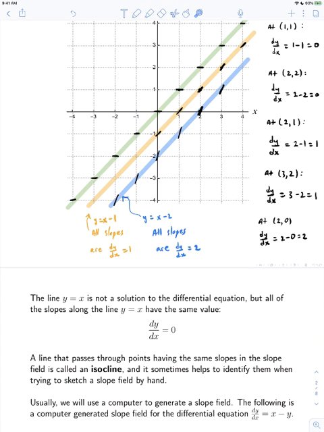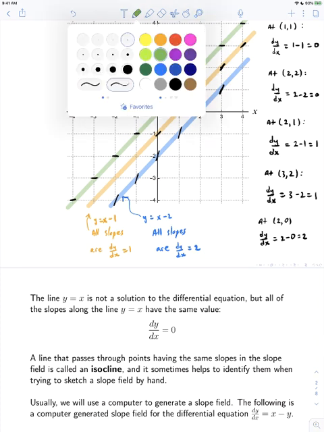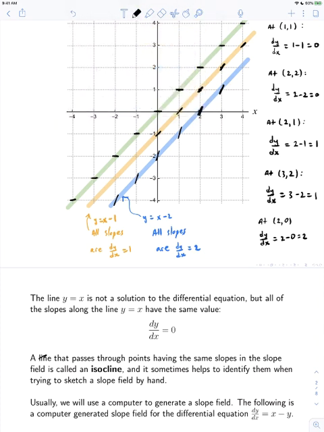Now, it's a line in this case, but more generally it's a curve, so maybe I should say a line or a curve. So a line in this case, but more generally a curve that passes through points having the same slopes in the slope field is called an isocline. And like it says here, it sometimes helps to identify them when trying to sketch a slope field by hand.